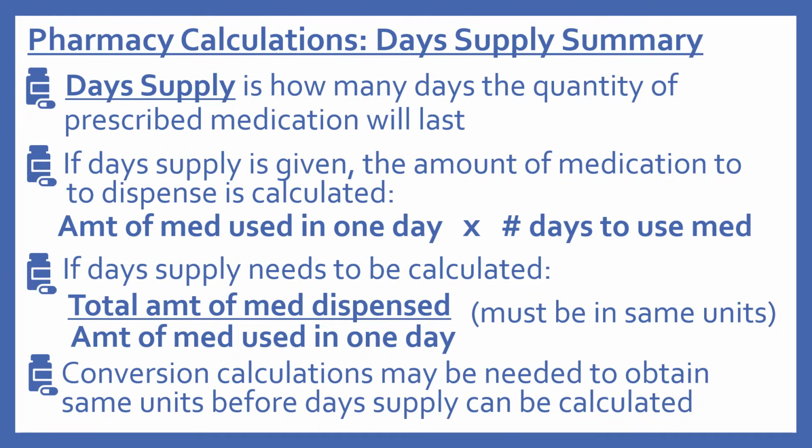And if day supply needs to be calculated, we take the total amount of medication dispensed and divide it by the amount of medication used in 1 day. And remember, these must be in the same units for this to work. And conversion calculations may be needed to obtain the same units before the day supply can be calculated.